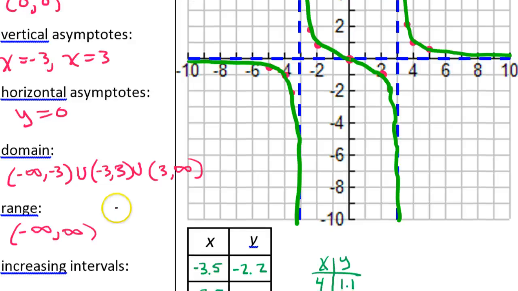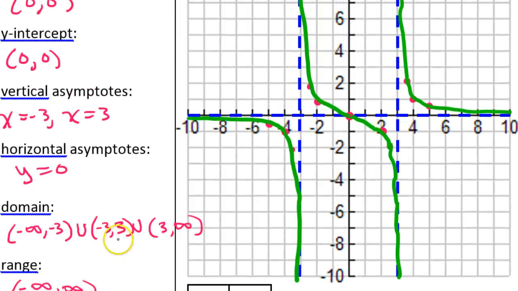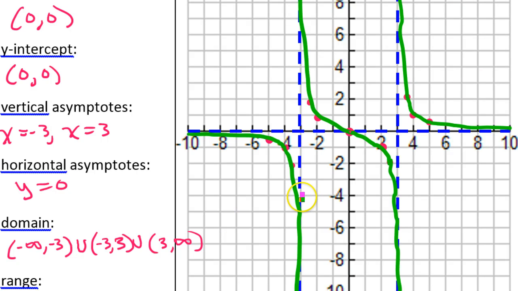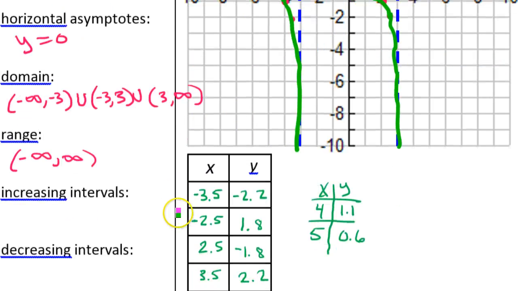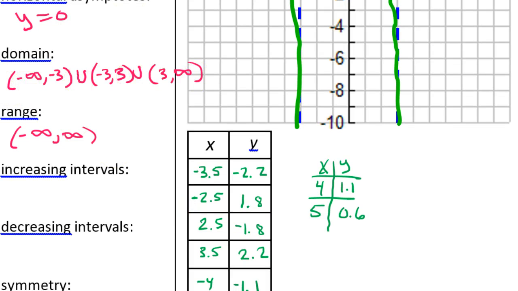Alright, now increasing and decreasing intervals. Alright, I'm hoping you can see that this entire graph is decreasing. As I go from left to right, I'm decreasing here, going downhill. I'm decreasing here, going downhill, and I'm decreasing here. Everything is decreasing. So basically the entire domain is decreasing. So I'm just going to wind up copying the domain again under decreasing intervals. There are no increasing intervals.